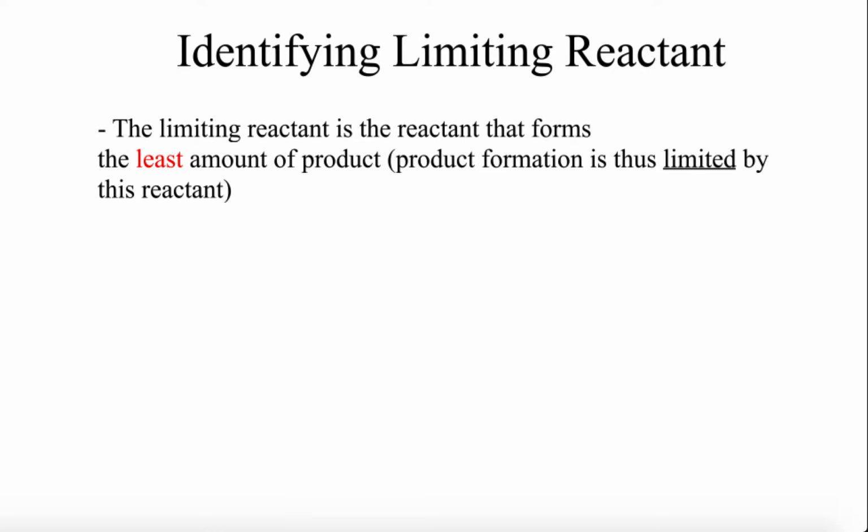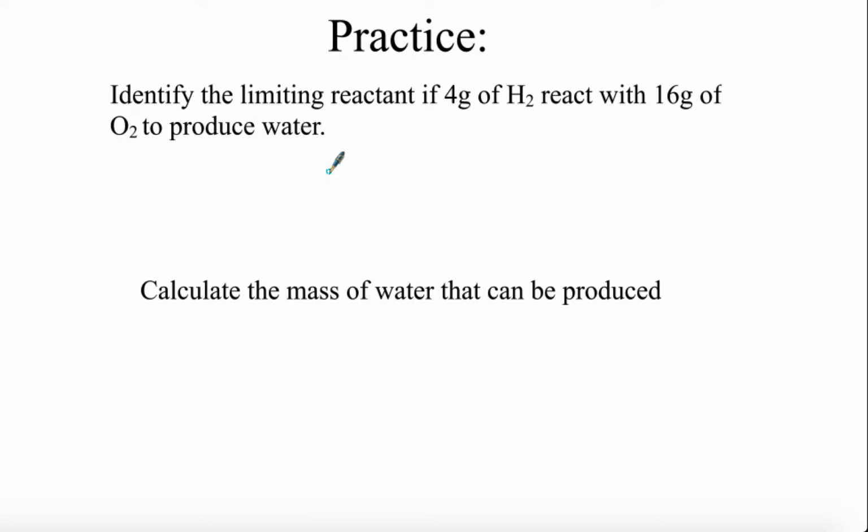So let's take a look at an example here in the production of water. So first off, we want to identify the limiting reactant if 4 grams of hydrogen reacts with 16 grams of oxygen to produce water. On first glance, you're probably saying, okay, 4 grams of hydrogen, 16 grams of oxygen, great. There's a lot less hydrogen than oxygen, so clearly hydrogen is the limiting reactant.